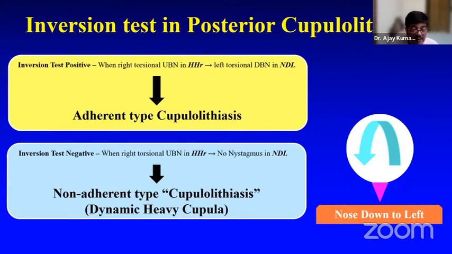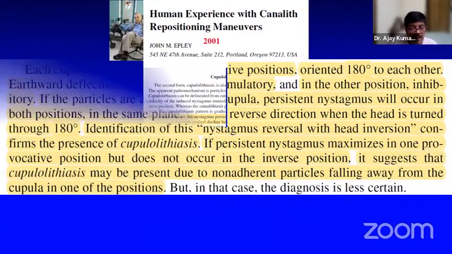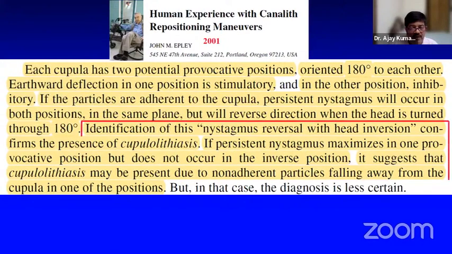It is a dynamic heavy cupula because of the particles on the utricular side of the posterior cupula in the short arm. This is a landmark paper by the legendary Professor John Epley of the year 2001. What did he say? Identification of nystagmus reversion with head inversion confirms the presence of cupulolithiasis.